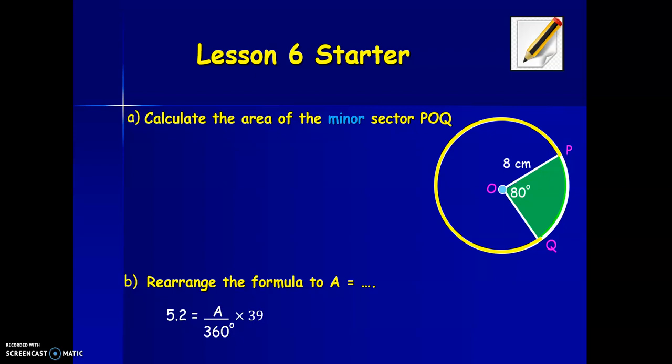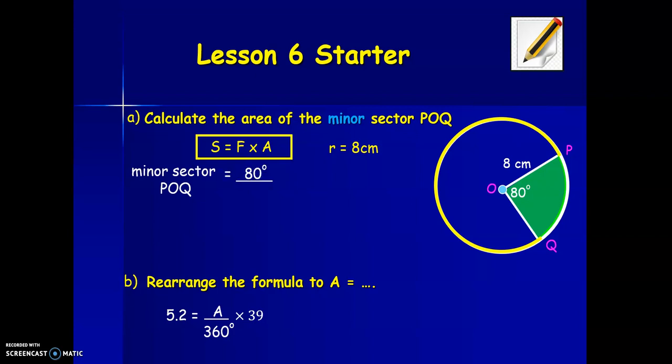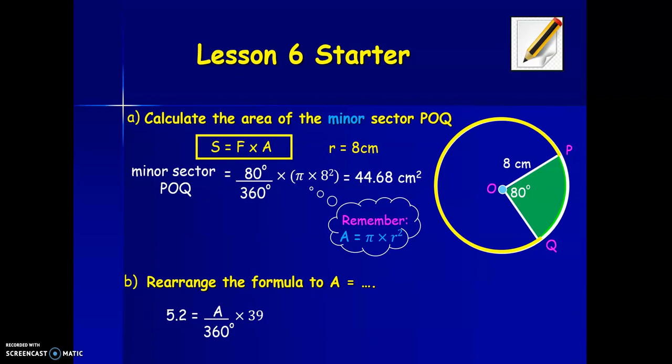Okay, let's have a look at our solution. So firstly, to get the sector area, we use the formula sector is equal to a fraction times the area of the circle. The radius is 8 centimetres. So if we put in our values, our minor sector POQ is equal to our angle 80 divided by 360 times the area pi r squared, so that's pi times the radius of 8 squared. And if we work that out on the calculator, you will get an overall area of 44.68 square centimetres.